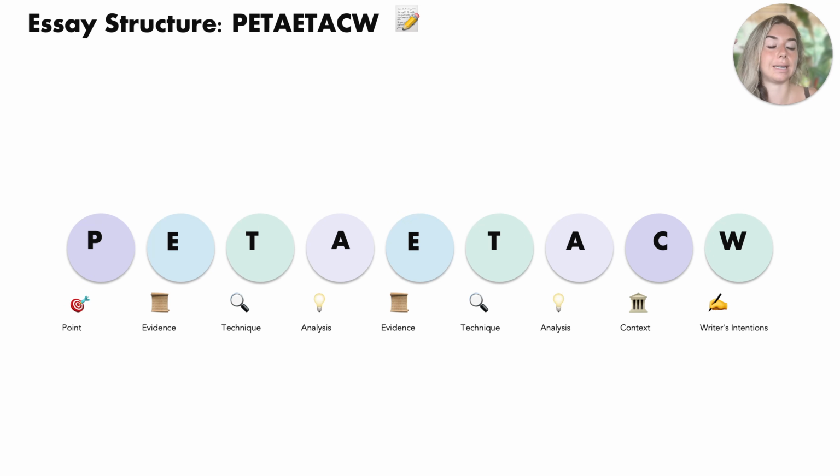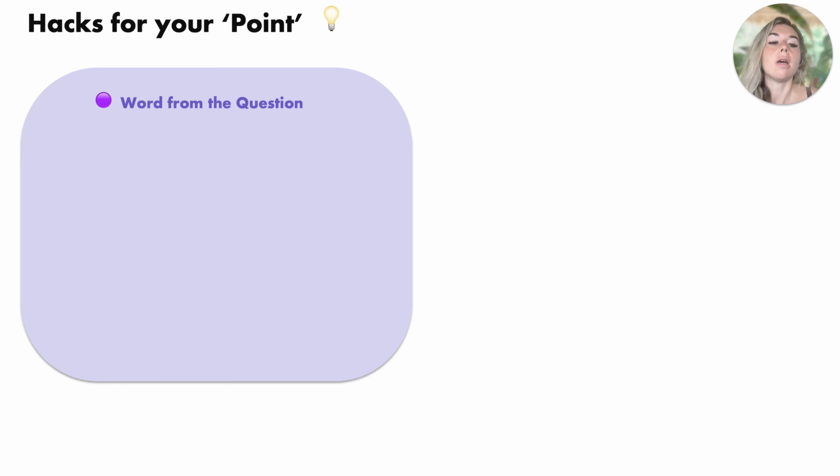Now, something I really want to go through, which is one of the most underrated things and hacks of how to plan your paragraphs, is hacks for your point. So if we see in the point, this is basically going to establish what our paragraph is on. Now, most students struggle with planning. This makes it a really, really easy way to plan. We need to do 2 things. There's 2 things we've got to do.